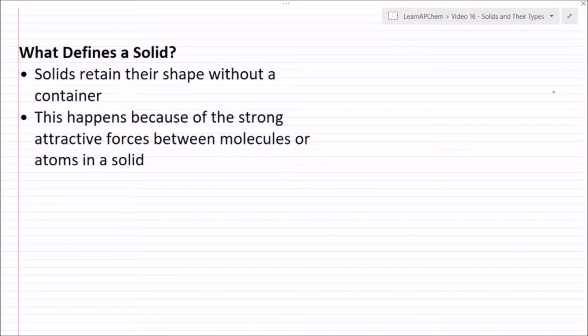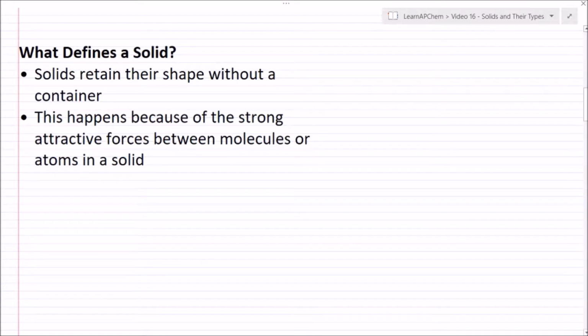So take for example table salt, NaCl. And we have basically a bunch of these with very strong attractive forces between them, which is holding them together in the solid state. So that is why solids retain their shape without a container: because of strong attractive forces between molecules or atoms inside that solid.